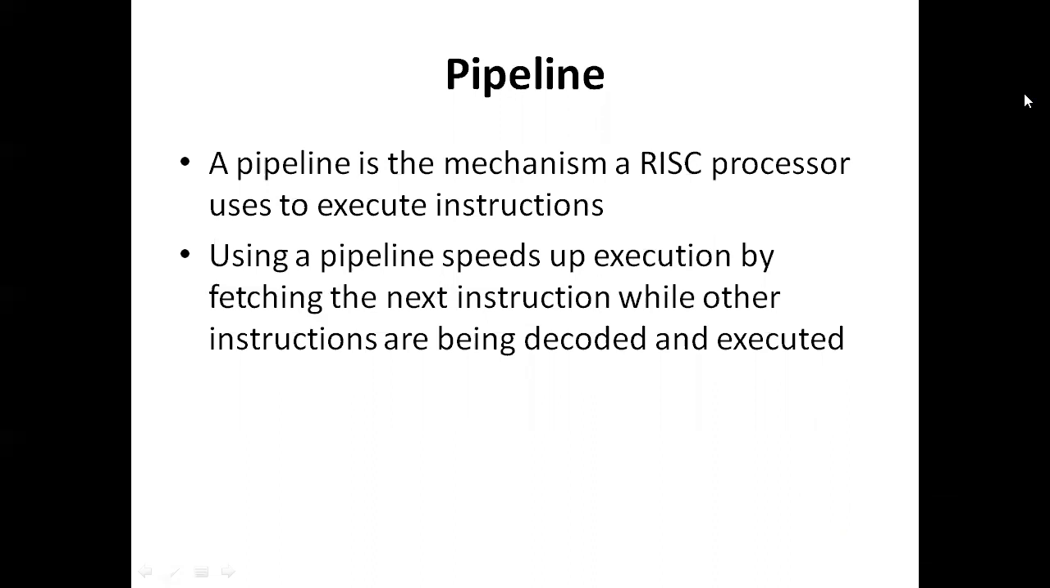So all these three units will work simultaneously. Because of this splitting of the processing into parallel processes, this will help the processor to improve its instruction execution speed. So using a pipeline speeds up the execution by fetching the next instruction while other instructions are being decoded and executed. As I told you, pipelining is a mechanism which divides the instruction execution process into separate, simultaneously performing functional units.